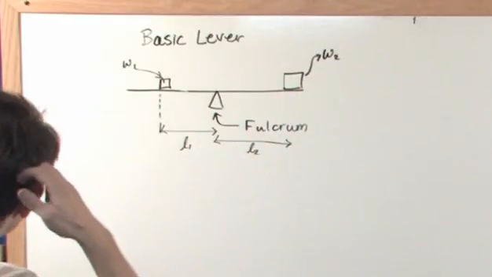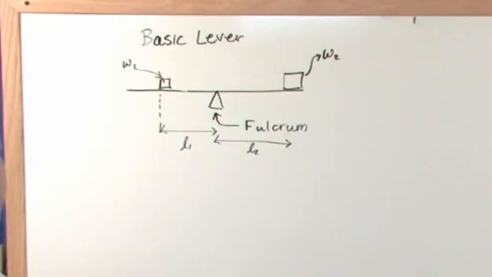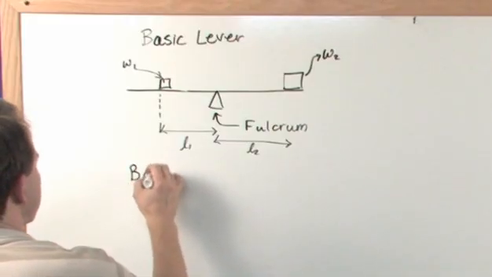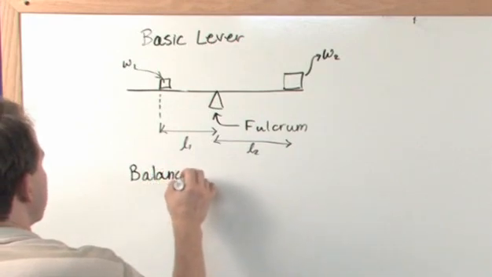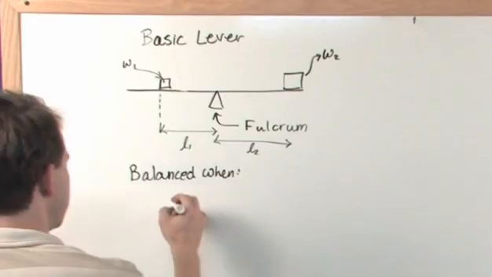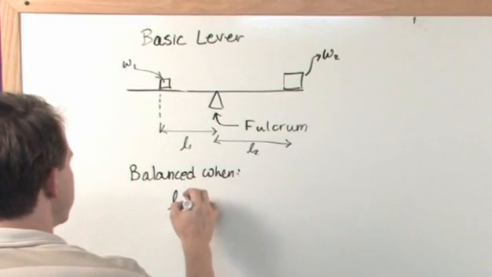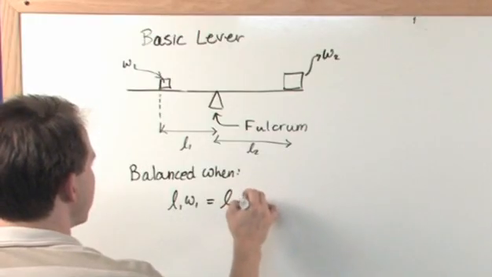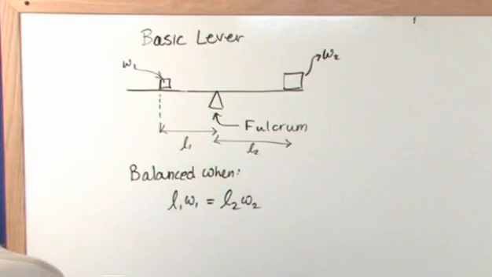Now, here's where the magic comes in. Really, it's physics that comes in here. This seesaw is balanced when the following is true: the distance 1 times the weight 1 is equal to the distance 2 times the weight 2. This seesaw is balanced in that condition.